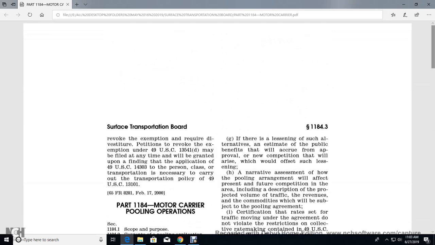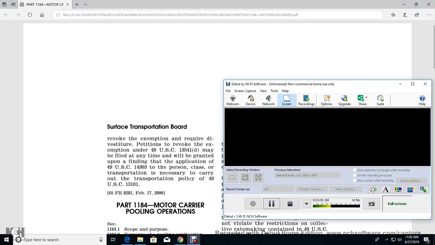And that was part 1184, motor carrier pooling operations of the Surface Transportation Board.